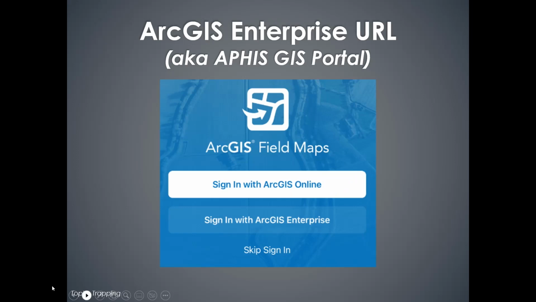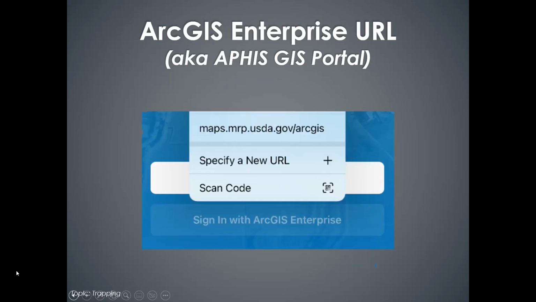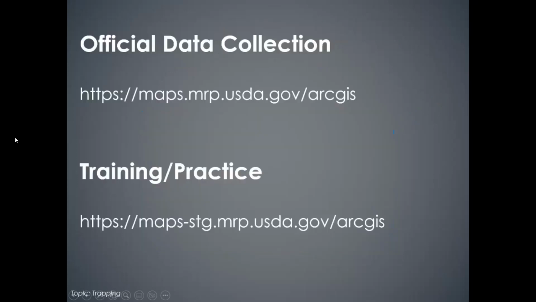When you first sign in, you're going to want to choose sign in with ArcGIS Enterprise. That is where our FedRAMP secure portal is. So we're going to choose Enterprise. Then we get the option to enter. We'll select specify a new URL, this middle option here, and we'll type that in. However, as you can see, there is already a URL listed here. So if you've typed one in before, Field Maps is going to hold on to that for you to choose from.